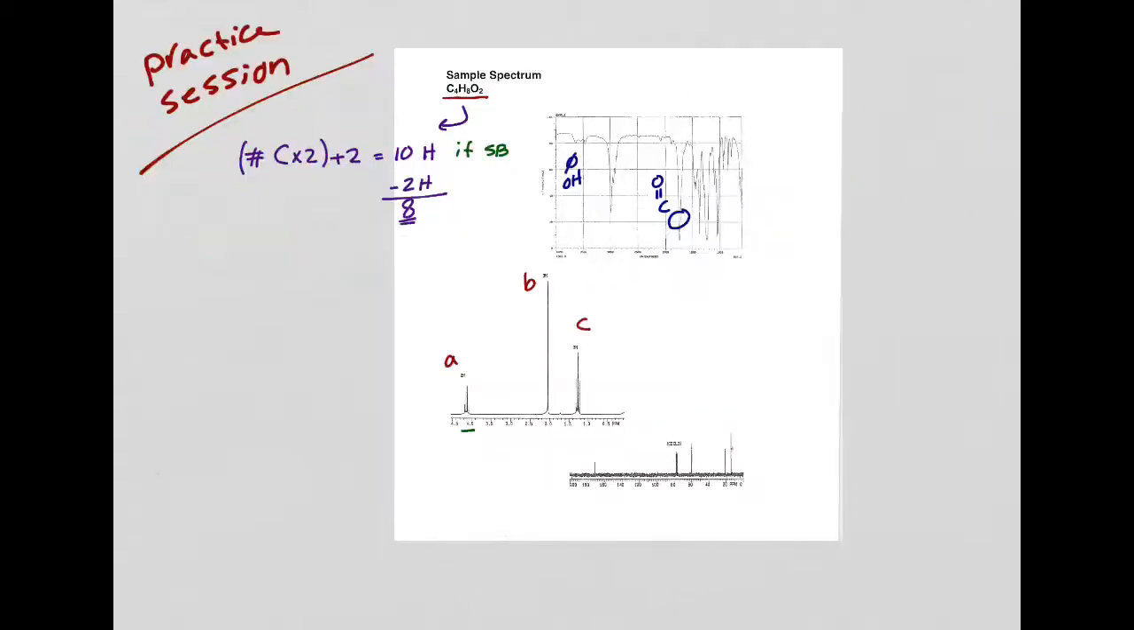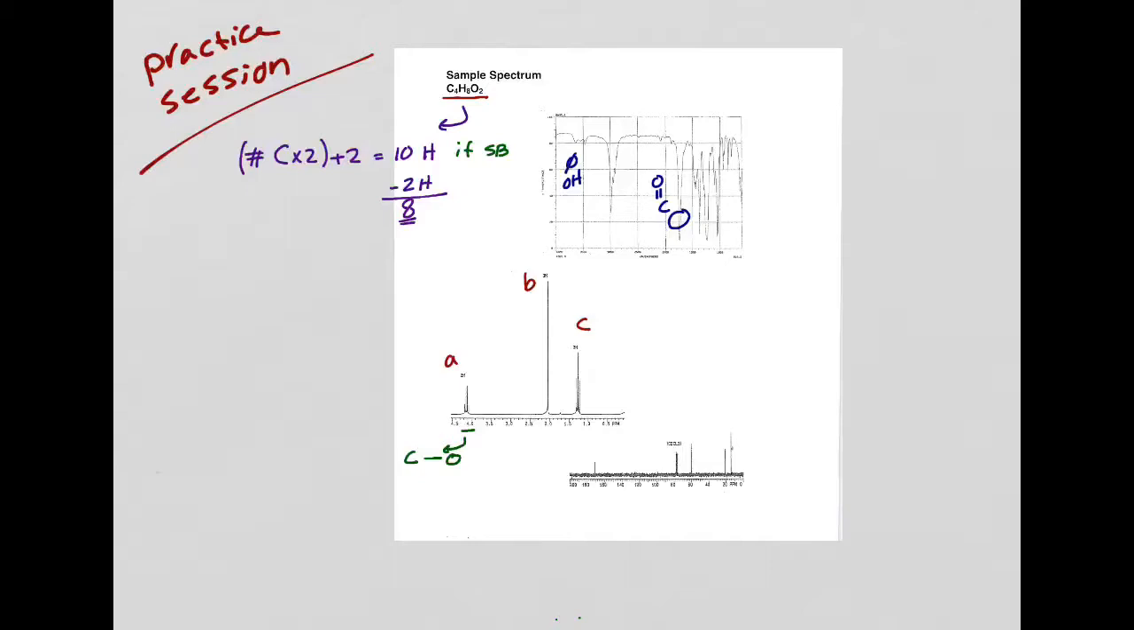So when I see this, I'm going to actually make a note to myself. It's like, okay, so that means the carbon that has the hydrogen is directly attached to an oxygen. So far, so good. Okay. So that carbon is directly attached to an oxygen. That's why it's at 4 ppm.